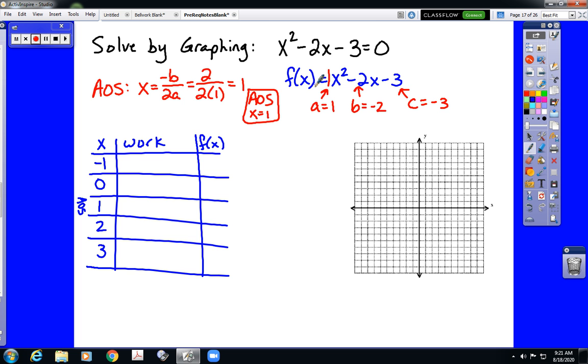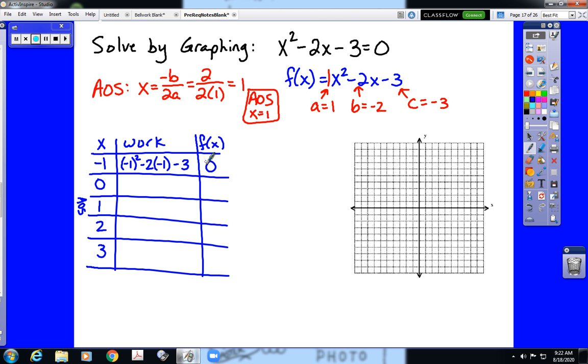We plug them into this for x. So we start with x squared, which would be negative 1 squared, minus 2 times x, which is negative 1, minus 3. We feed this to our calculator. That would be 1 plus 2 minus 3, which would be 0. Remember that we have symmetry between our top row and our bottom row of our table because we've centered the table on the axis of symmetry, which means that if negative 1 is paired with 0, so is 3.